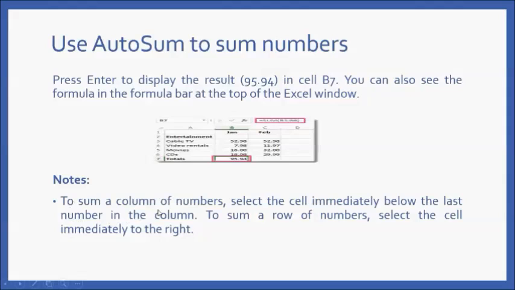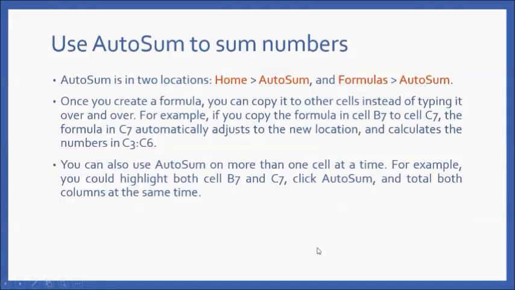To sum a column of numbers, select the cell immediately below the last number in the column. To sum a row of numbers, select the cell immediately to the right. AutoSum is in two locations. So we have Home AutoSum and Formulas AutoSum. Once you create a formula, you can copy it to other cells instead of typing it over and over.